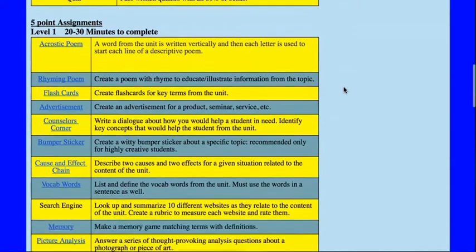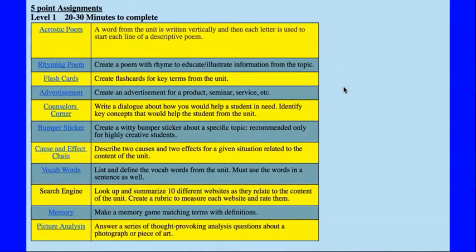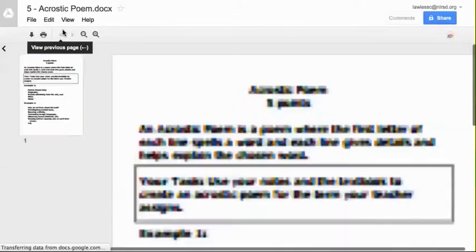Then the projects that they're going to be doing, it's up to the kids. They can pick whichever one they want to do as long as these projects total 100 points. So there are several here that they can pick from. These are all 5 points each. There's a link on the left and the description on the right. Let's click on this one. So I'm telling you, this is a level 1 assignment. It should take about 20 to 30 minutes to complete. And let's click on here and show you what this is going to be.